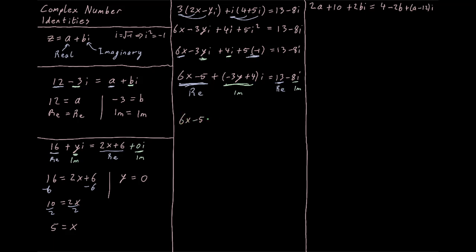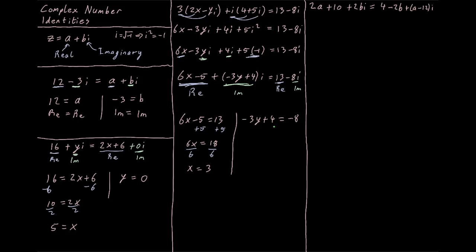6x minus 5 is equal to 13. And separately, the imaginary parts must equal on both sides. 4 is equal to minus 8. Be careful, our signs matter, so the imaginary part here is minus 8, so the imaginary part here is minus 8. That gives me two equations that I can solve. I just solve them as I would any equation. So I have 6x is equal to 18, divide both sides by 6, and x would be equal to 3.